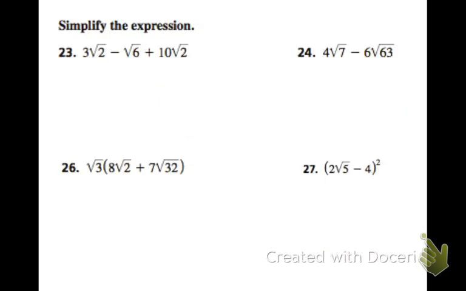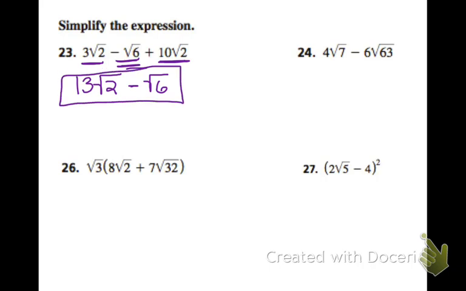So let's try these. In this case, we have 3 square root of 2, a negative square root of 6, looking at each term individually, and a positive 10 square root of 2. So these two have the same radical. This one does not. So I can combine the 3 and the 10 just like I would a coefficient in a variable expression. So 3 plus 10 is 13 square root of 2, and then minus the square root of 6.